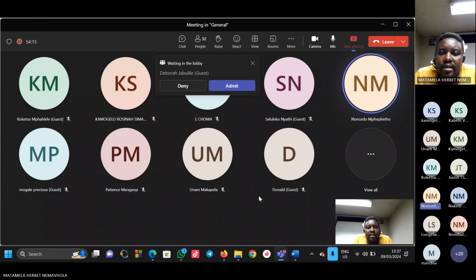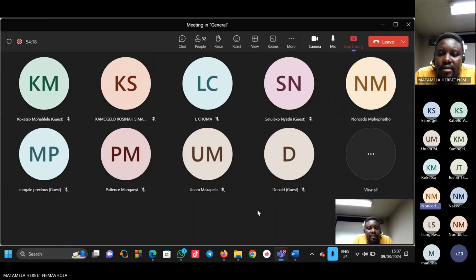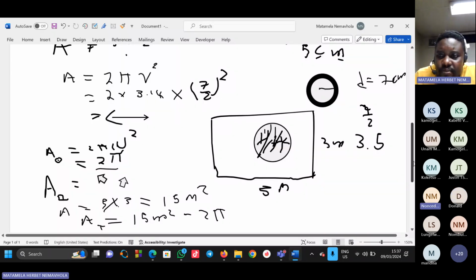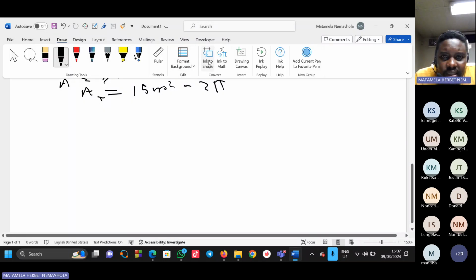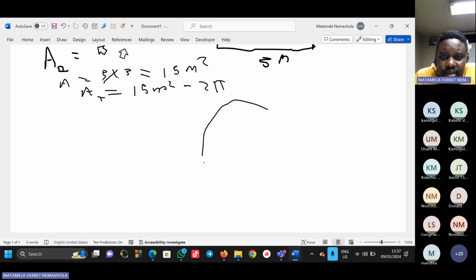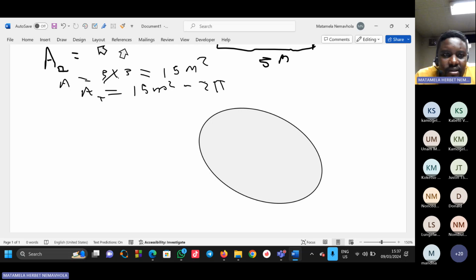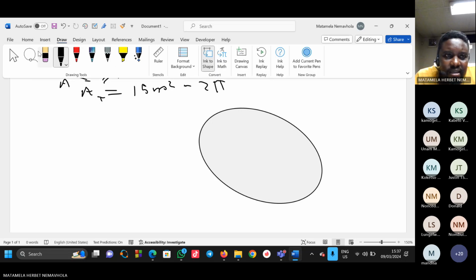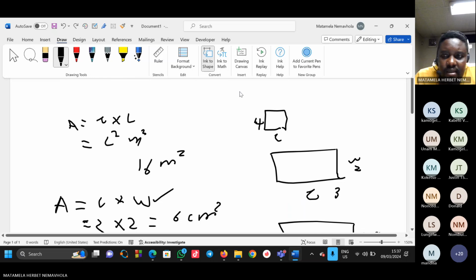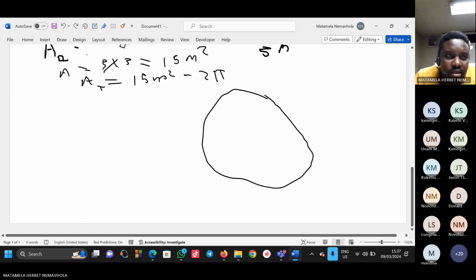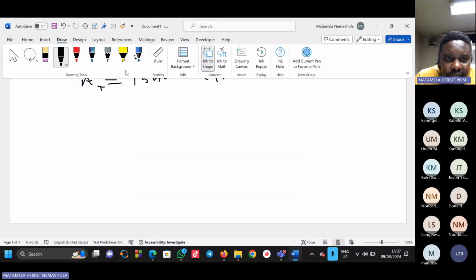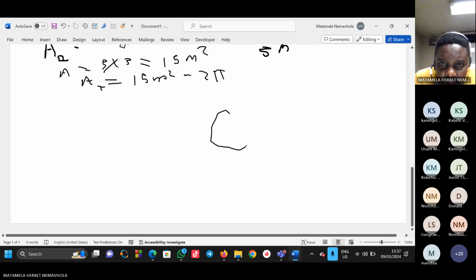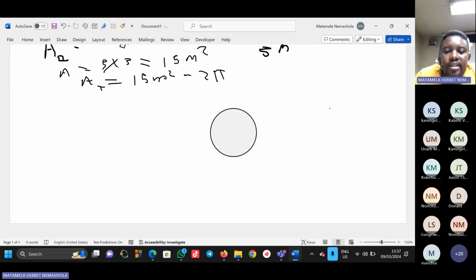May you please explain for me the difference between a radius and a diameter? All right, let me do that. So I will draw a circle, a very good circle for now, where the shape will be very big. Oh no, this is not a circle. Let me try to draw it properly. Yes, this is a circle.